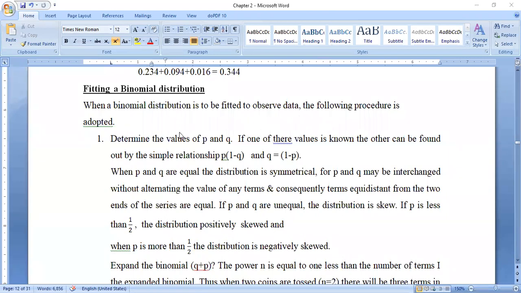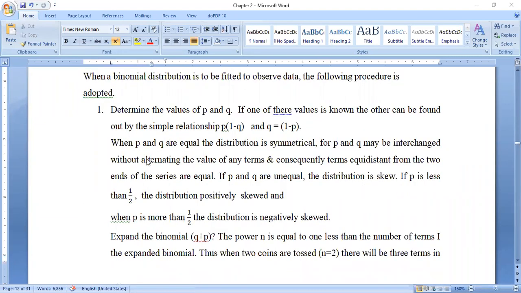to observed data, the following procedure is adopted. First of all, determine the values of p and q. Okay, first of all, we need to find out the values of p and q. If one of these values is known, the other can be found out by a simple relationship. This is a basic thing here. If we know the value of p, then immediately we need to find out the value of q.